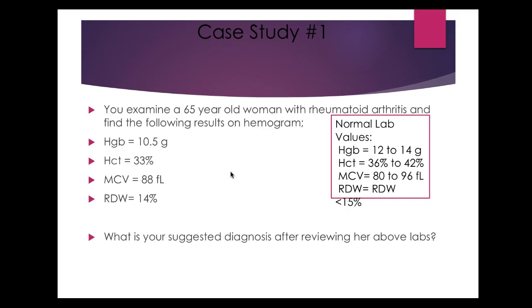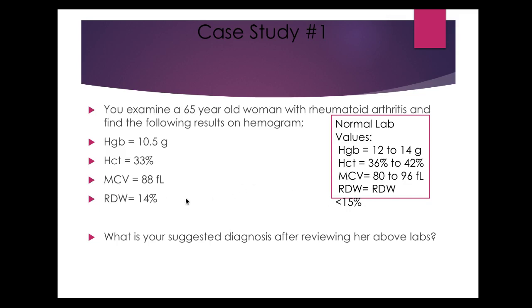Okay, so this is case study number 1. So let's think about what this could be. The normal lab values are on the right. She's a 65-year-old woman with rheumatoid arthritis, and you find the following results on a hemogram. So her hemoglobin's 10.5. Is that low or is that normal? Looking on there, it's low. Hematocrit's 33. Remember, times it by 3, so it's around a 1:3 ratio. We know both of those are low here. Then we're looking at the MCV. It's 88. Looks like that's normal. And then the RDW is normal.